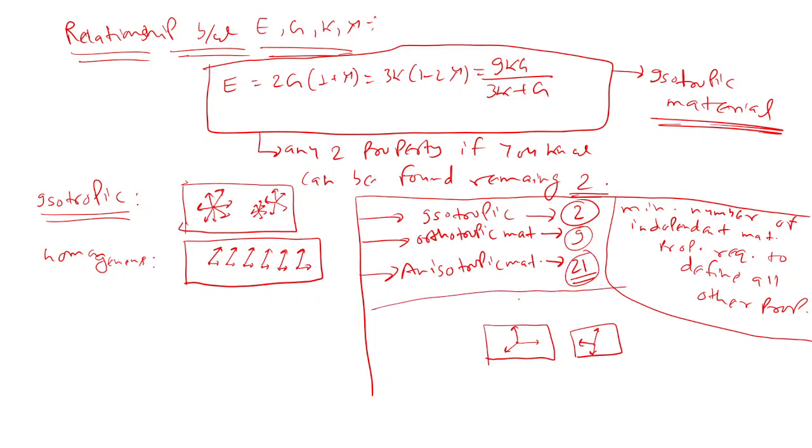So for isotropic, at a particular point, all the properties will be the same in all directions. For another point, it can be different. That I have shown only here. Okay, sir. Another point it may be different, so no issue.